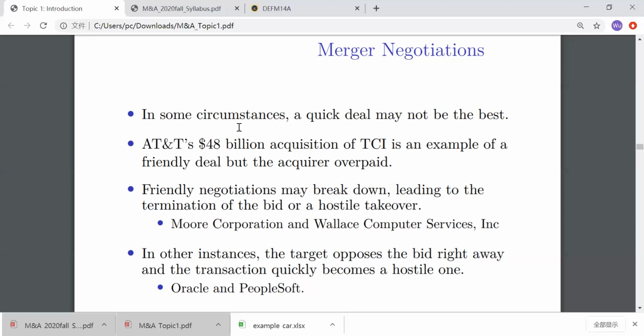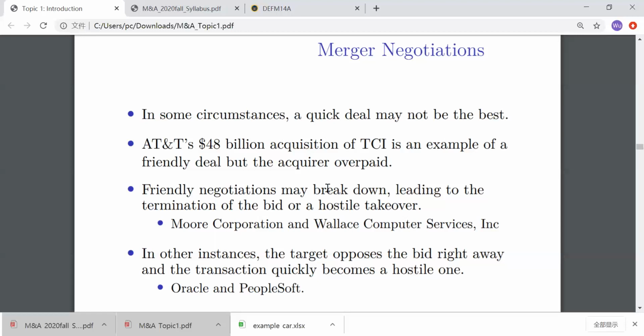All right, so what is a hostile takeover? A hostile takeover is a takeover when the target receives an unsolicited bid. The target management, the target company, doesn't want to be bought, but an offer is made. So this is a hostile takeover.